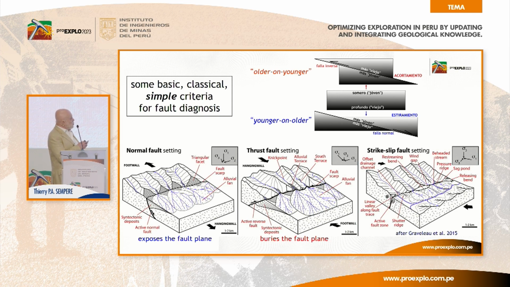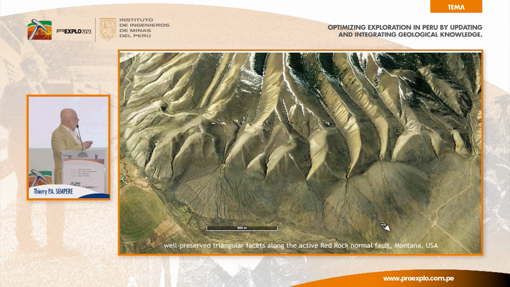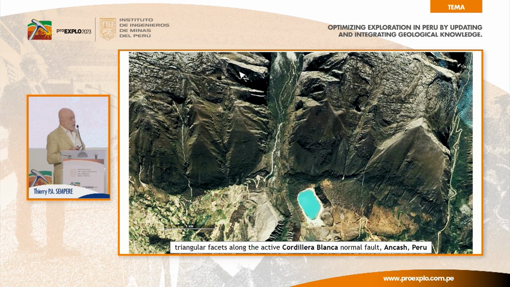So the good thing is that normal faults expose the fault plane and create triangular facets, as we can see here, while a reverse fault is covering this. It buries the fault plane. In transcurrent faulting, the facets are small, but basically in normal faults we have this. This is in the US, where you can see the facets. This is a first level diagnostic criteria.